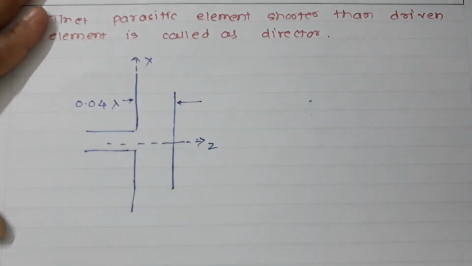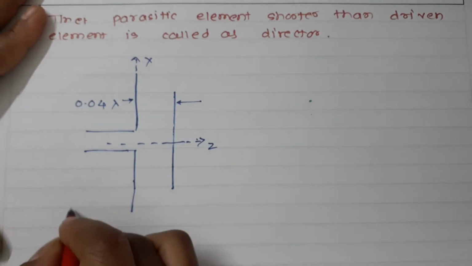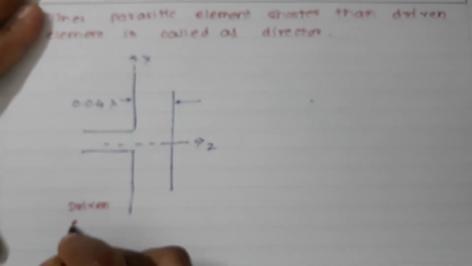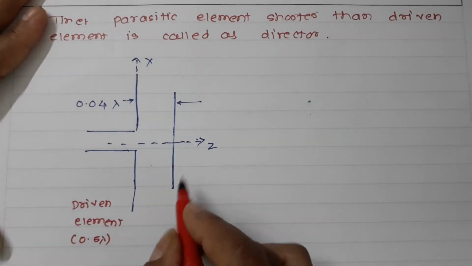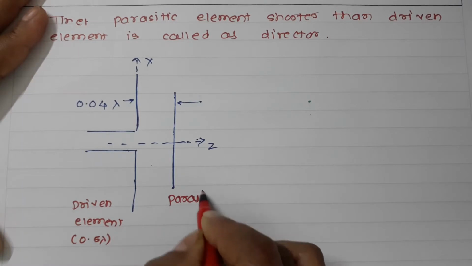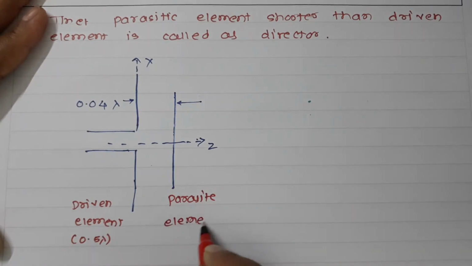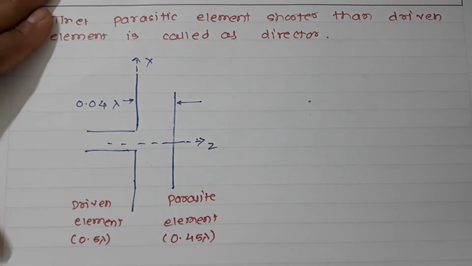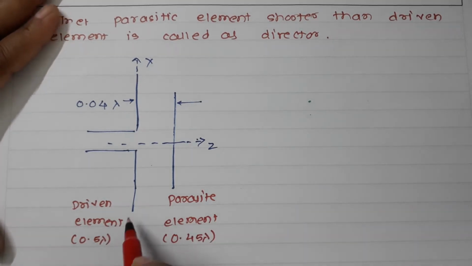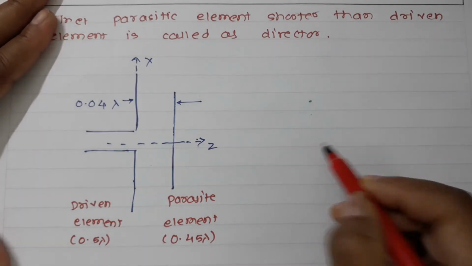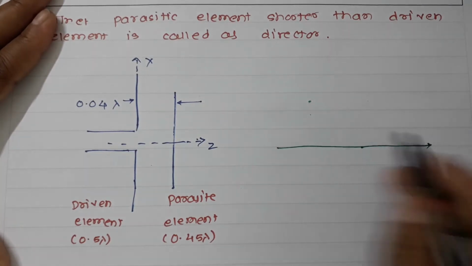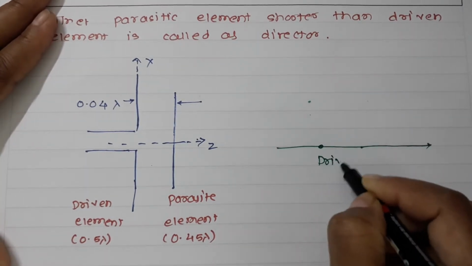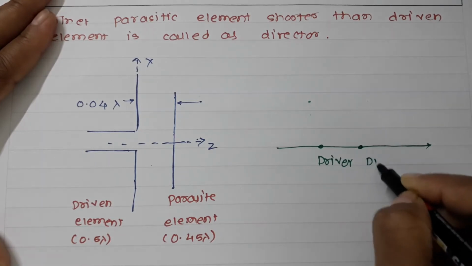So this is the driven element, which we know has a length of 0.5 lambda, and this is the parasitic element, which has a length of 0.45 lambda, as we have made its length shorter than the driven element. Now let us see what kind of radiation pattern we will get because of this. Here I have a driver, and here I have a director.